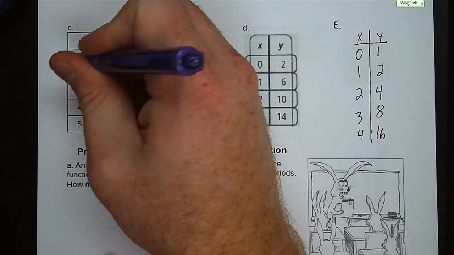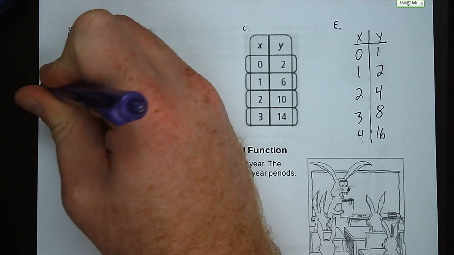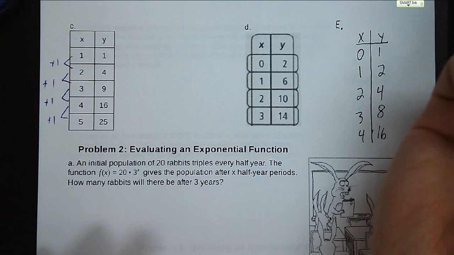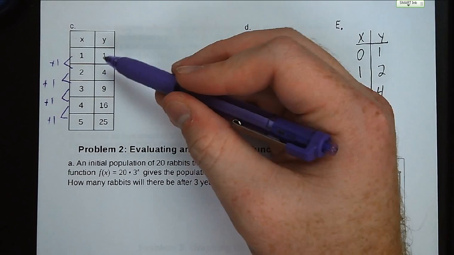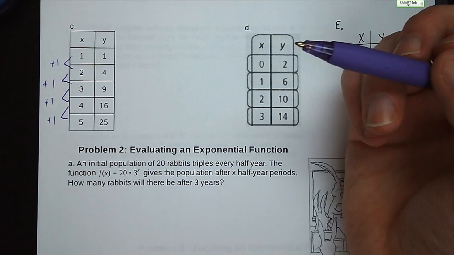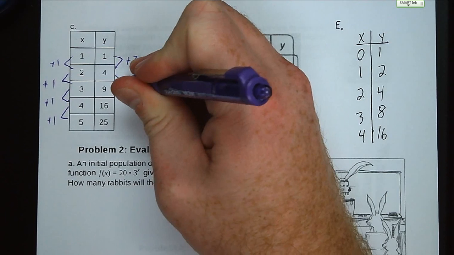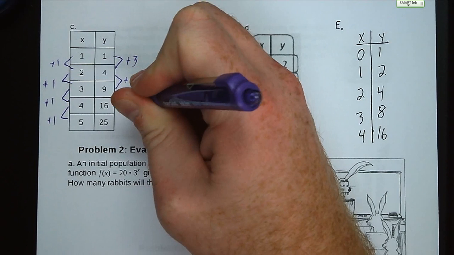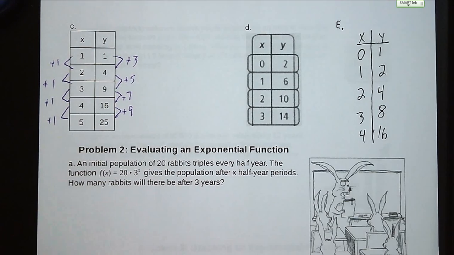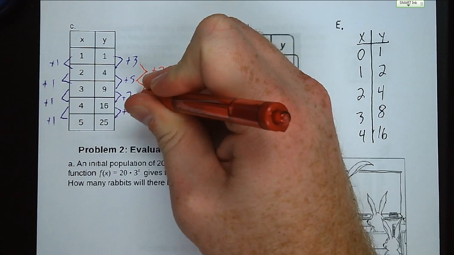All right, x, we're adding 1 each time. All right, y values. Are we multiplying by something? Well, this is multiplied by 4, but then this isn't and this isn't, so it's not multiplying by the same thing. Well, let's just look at what we're doing. We're adding 3, then we're adding 5, then we're adding 7, then we're adding 9. Well, that looks like a pattern there. My second difference is plus 2.